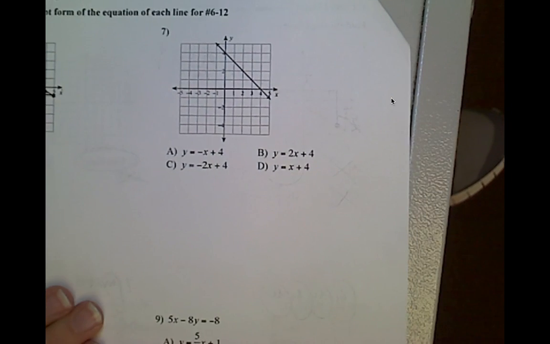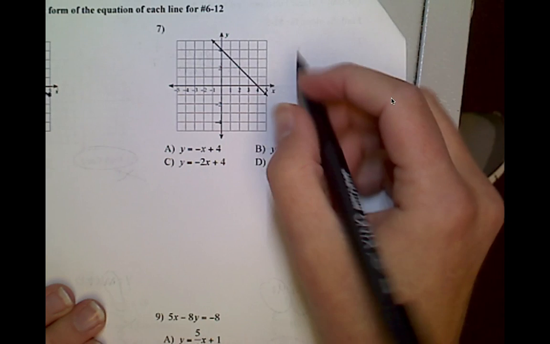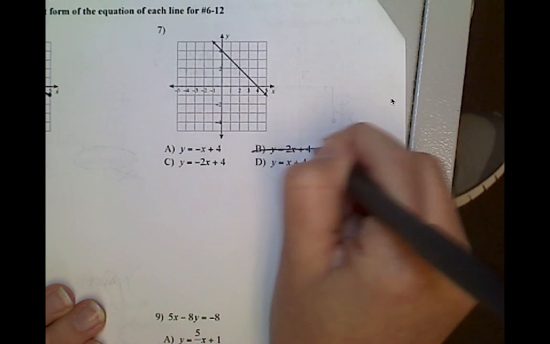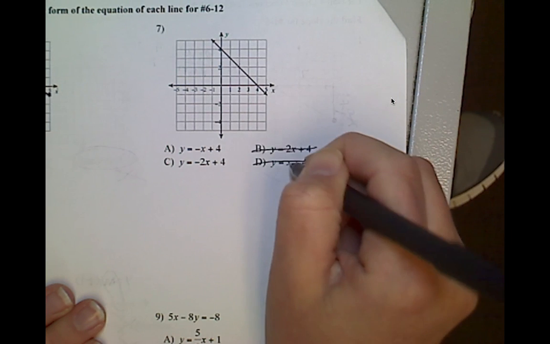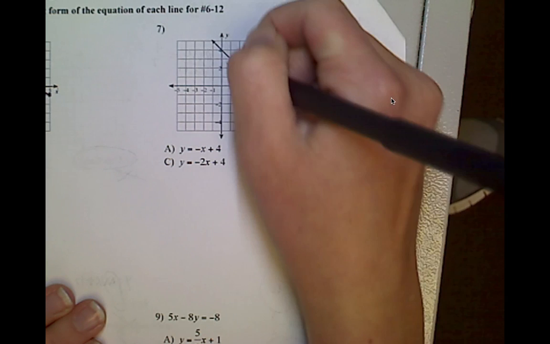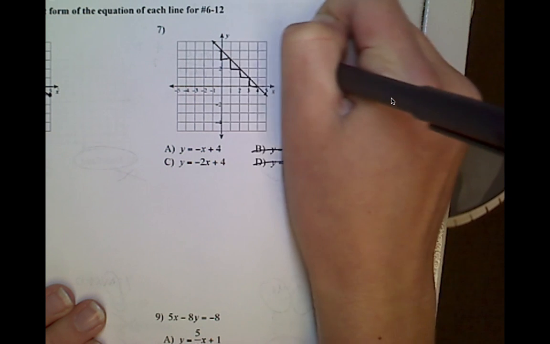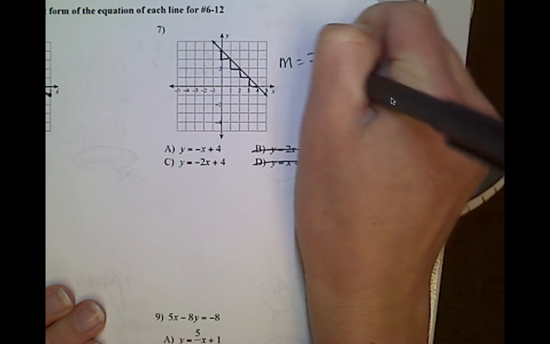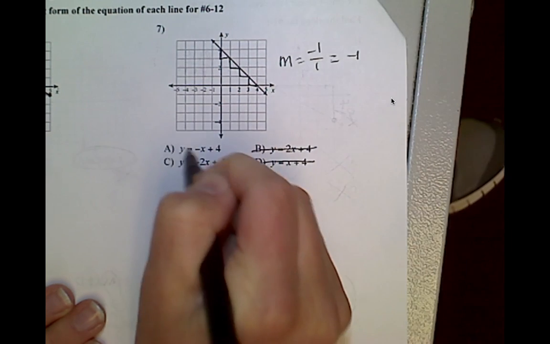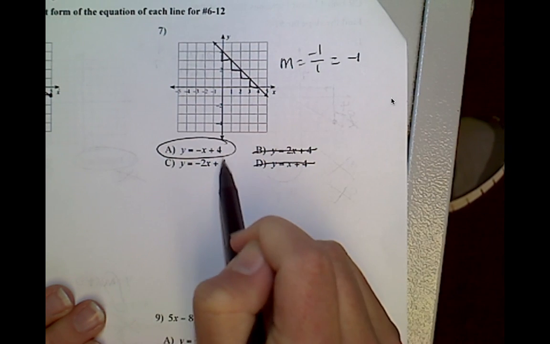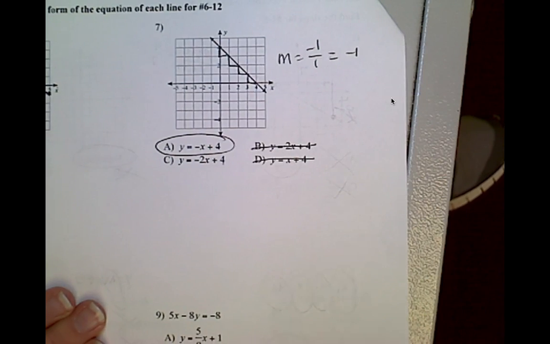Next one, same thing, it's decreasing, so I need a negative slope, so I can get rid of the positive slopes. Positive 2, positive 1, we can get rid of those. So now I'm going to look at it, it's going down 1, right 1, down 1, right 1, down 1, right 1, down 1, right 1. So that's negative 1 over 1, which if I type that in my calculator, gives me that negative 1. Both of them started at a positive 4, the y-intercept of 4.